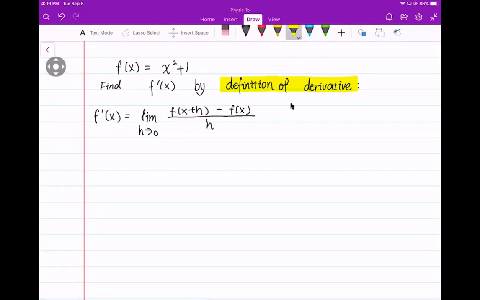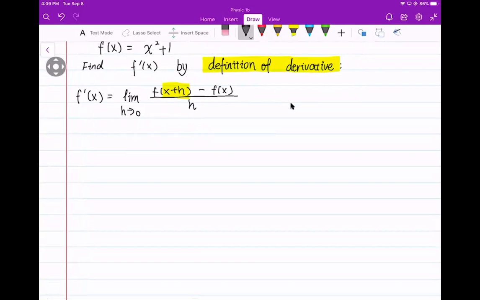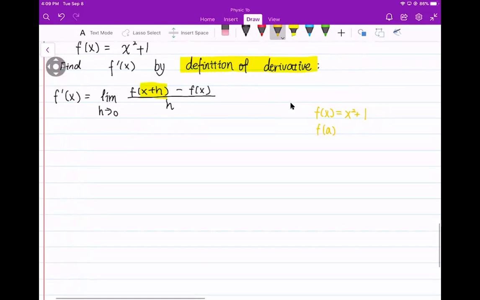So how do we plug in the x plus h? Let's think about this. When f(x) equals x squared plus 1, what is f(a)? f(a) is a squared plus 1. What is f(c)? f(c) is c squared plus 1. So apparently, whatever we have in the parentheses, we just replace it. We replace x with a, x with c, and when the parenthesis is x plus h, we do the same thing.